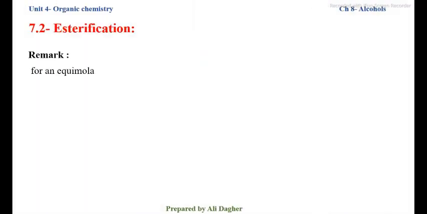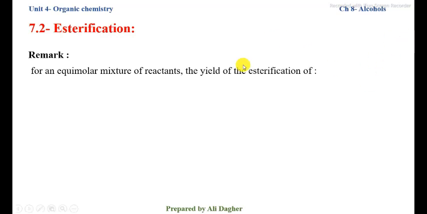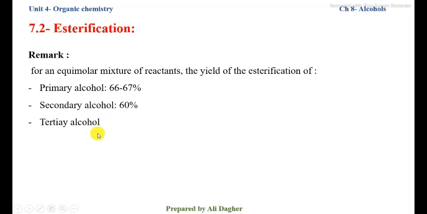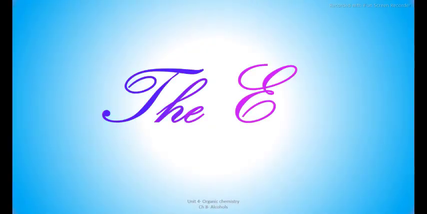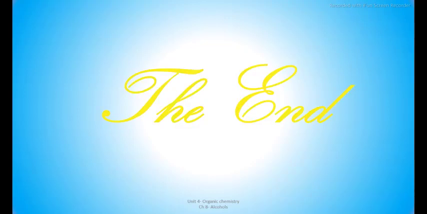Remark, for an equimolar mixture, that means the initial number of moles of acid equals the initial number of moles of alcohol, the yield of the esterification of primary alcohol equals 66 to 67%, 2/3. Secondary alcohol 60%, and tertiary alcohol 1 to 5%. This is the end of part 3, reaction of alcohols, and end of chapter 9, alcohols.